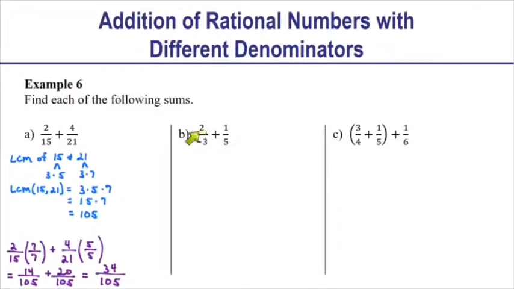Now let's look at part B. So this problem is actually written a little strangely. We have 2 over negative 3 plus 1 over 5. And so your students are going to say, well, how do you have negative 3 pieces to make a whole? Well, the answer is, of course, it's possible to divide by a negative number, but we don't usually write negative numbers in the denominator of a fraction.